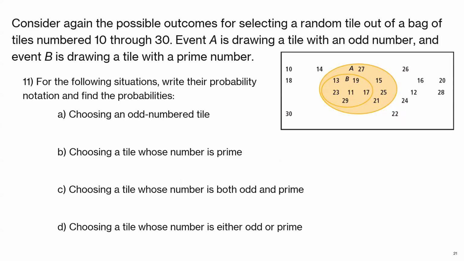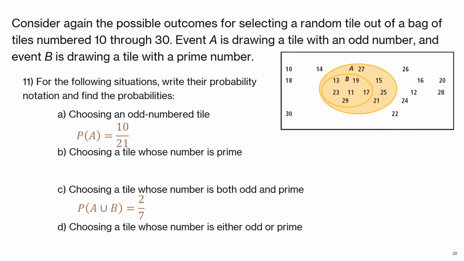And then I'm going to skip to part C because that's what my animations did. Part C says choosing a tile whose number is both odd and prime. So that is the intersection of events A and B. It's where both of those things are occurring. So that means it's fully everything within B, essentially. Okay, so we get a total of 2 out of 7.